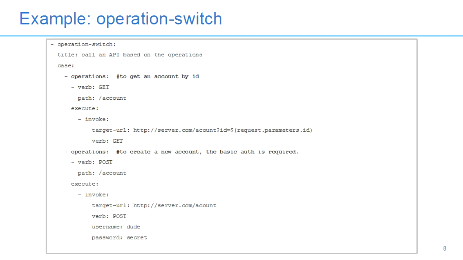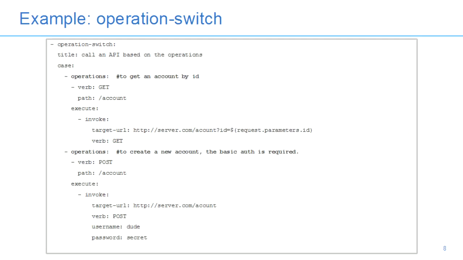A couple of examples following on. I'm not going to get into a lot of details because some details were gone through in yesterday's presentation. Same thing applies to the DataPower gateway. You can use operation switch. You can match, as shown in this example, on a GET operation on /account and run a subflow. In this case, it's just an invoke flow. Or you can match on a POST, and you can then invoke something else.